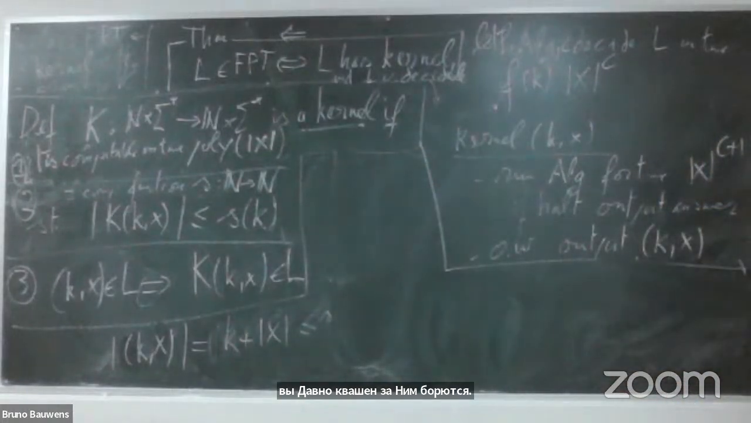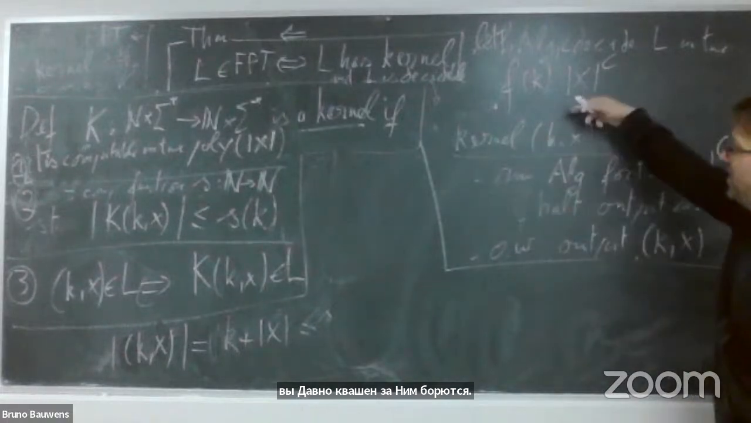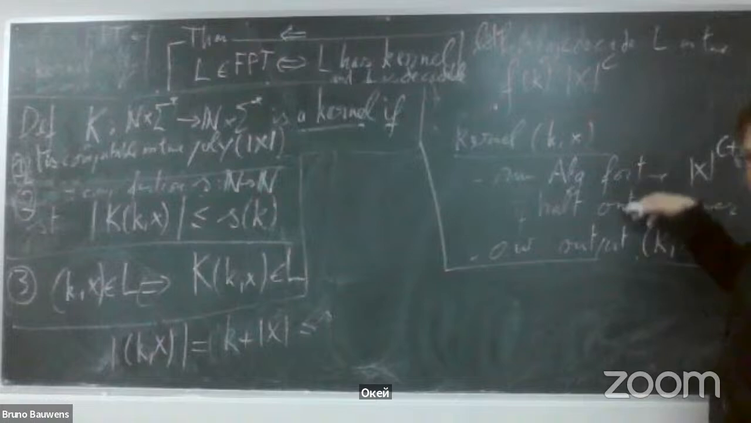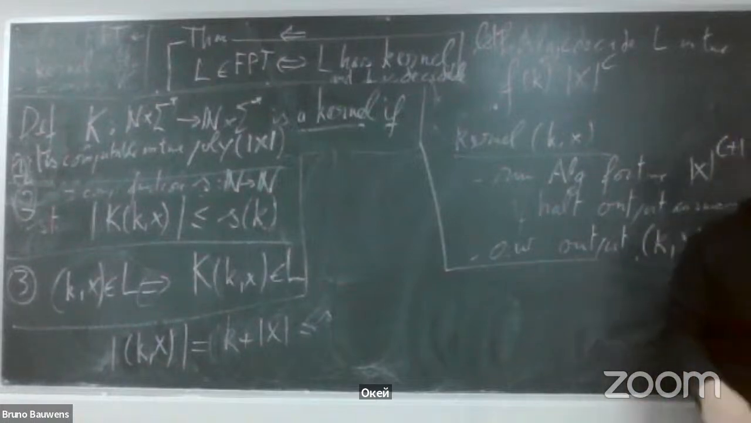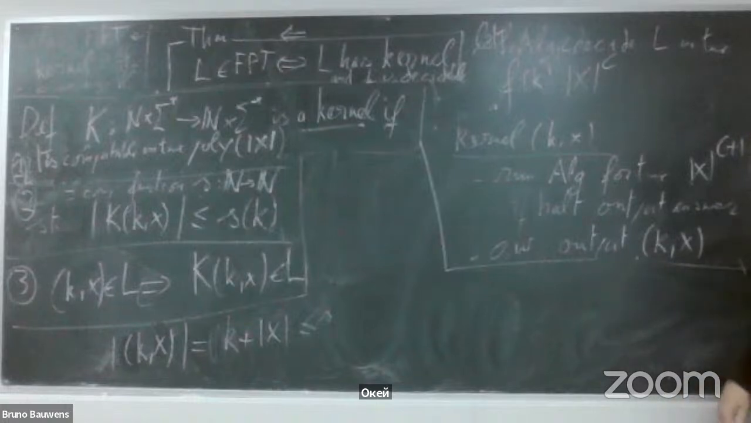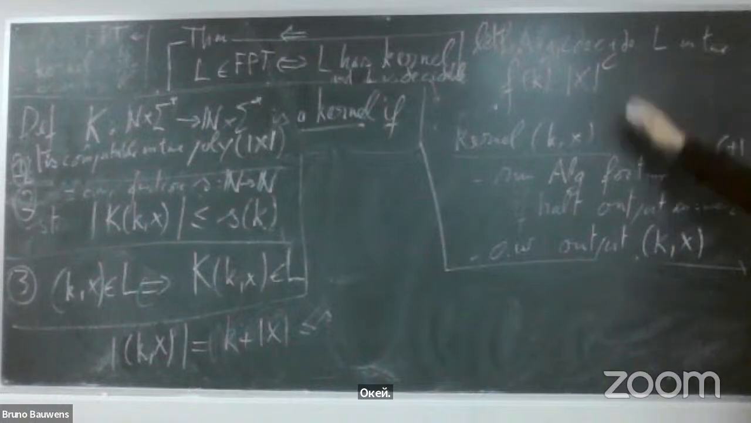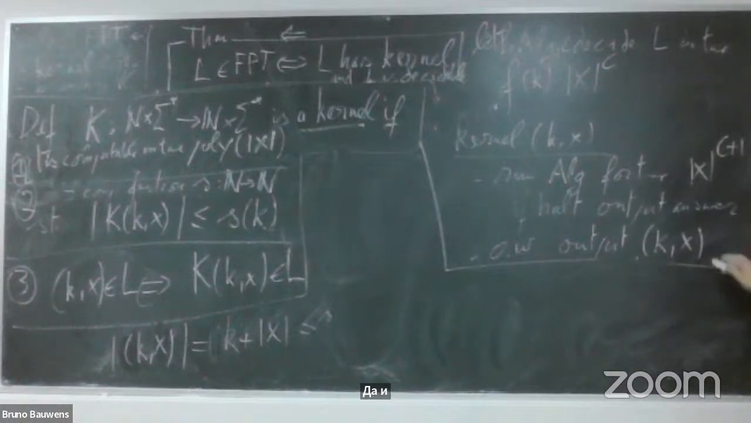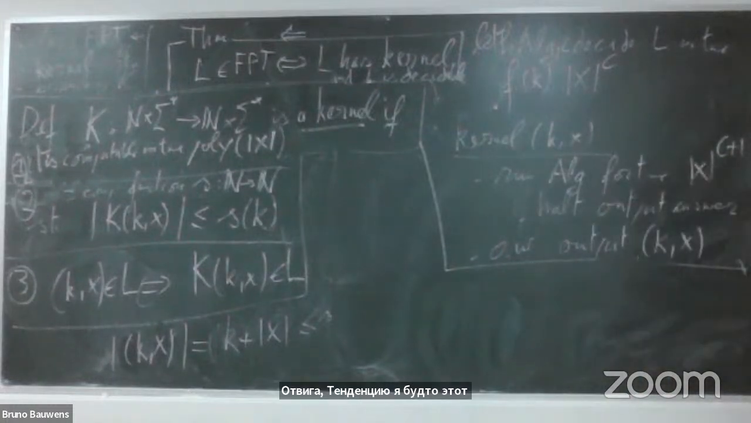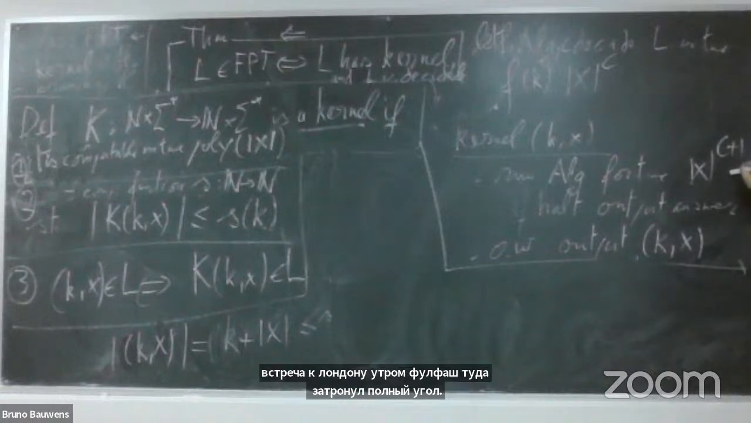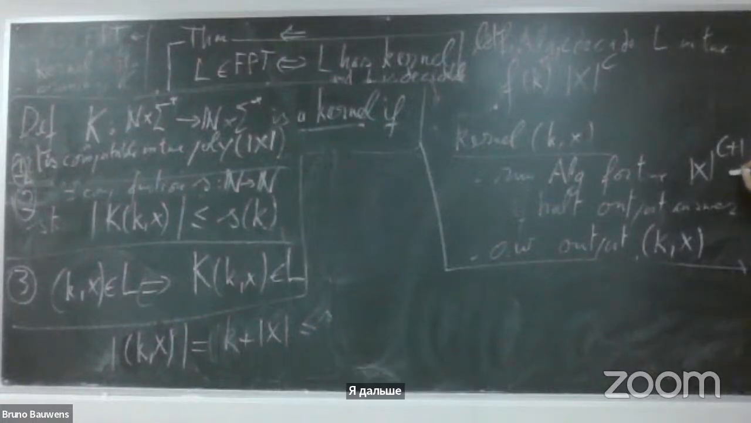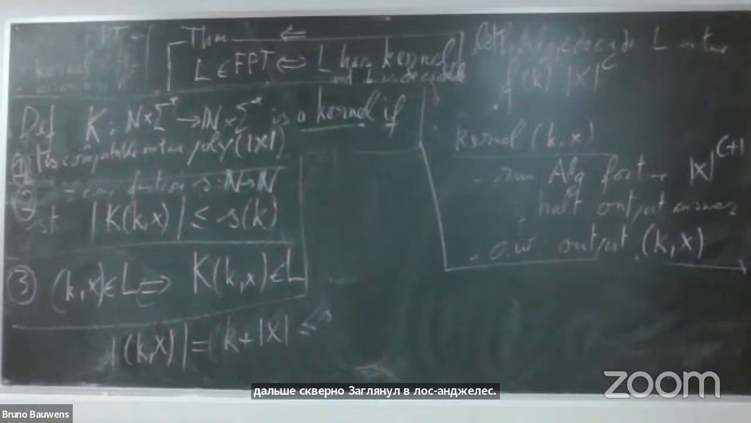Okay, so now we assume L is FPT and we construct the kernel. And I already explained what's the algorithm. So we run the algorithm that decides it in FPT time. If we get an answer, we output it. If we don't get an answer, we output the instance itself. Now we have to check 1, 2, 3. So first, does it run in polynomial time? Yeah, that's clear because of this condition.